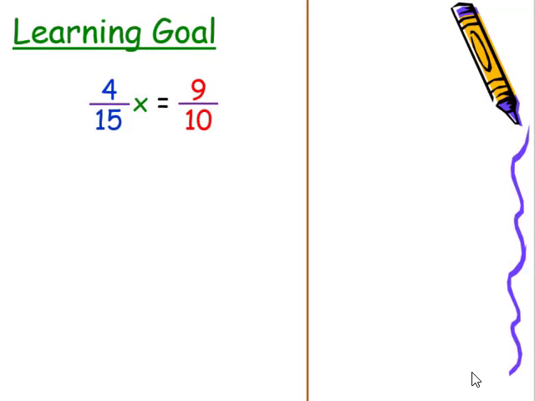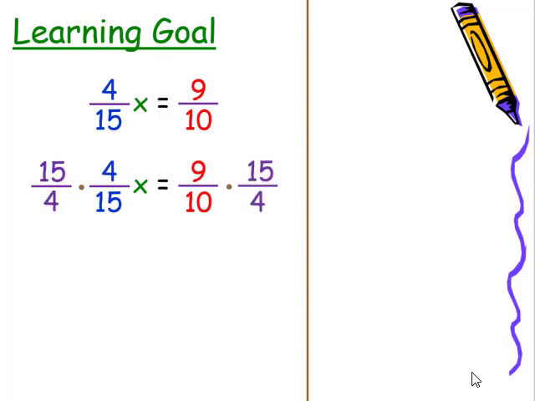Let's take a look at the next example. 4/15 x is equal to 9/10. We're going to multiply both sides by the reciprocal of 4/15, which is the coefficient of x. On the left-hand side, we're going to cancel. 15 goes into 15 one time. 4 goes into 4 one time, leaving us with 1x. On the right-hand side, 10 and 15 are both divisible by 5, 2 and 3 times. When we multiply across, 9 times 3 is 27, and 2 times 4 is 8.